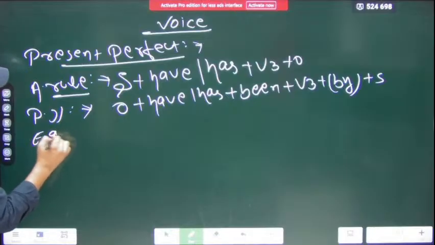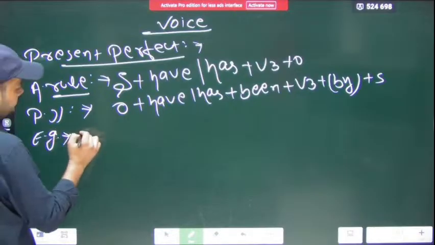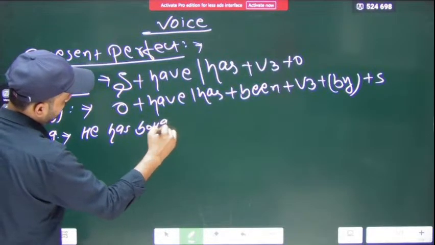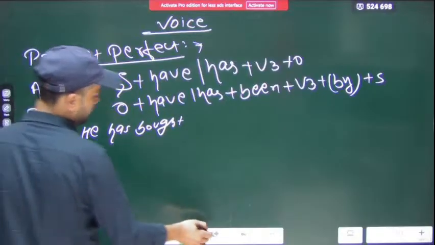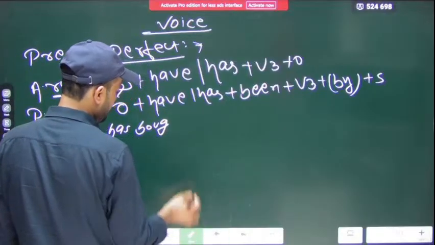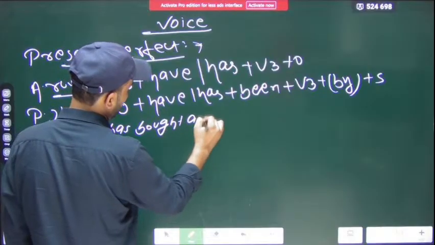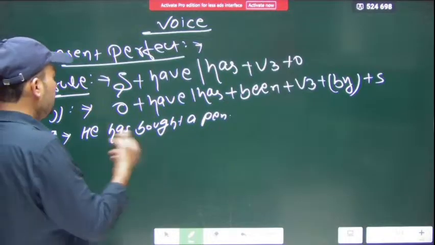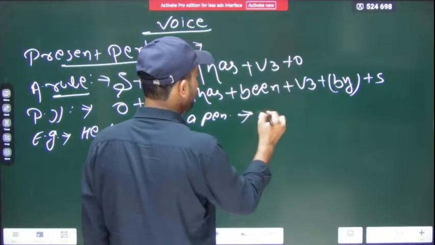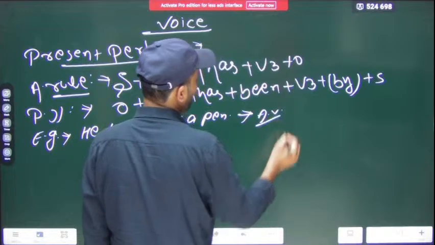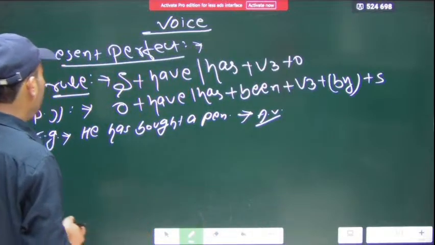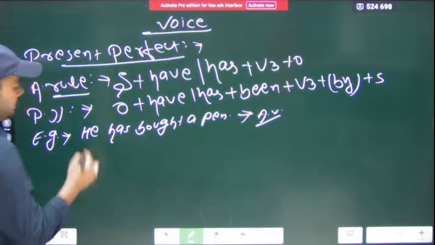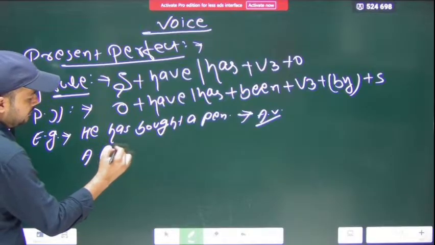Like if I write, he has bought a pen. See, this is active voice, because here the subject has bought the pen itself. If I go and make the passive, then what will it be? First of all we have to take the object here. What is the object here? A pen. So here I will write a pen.